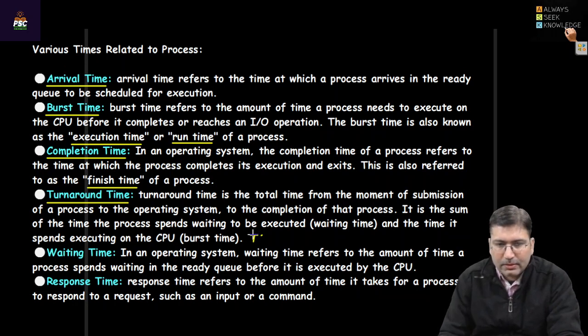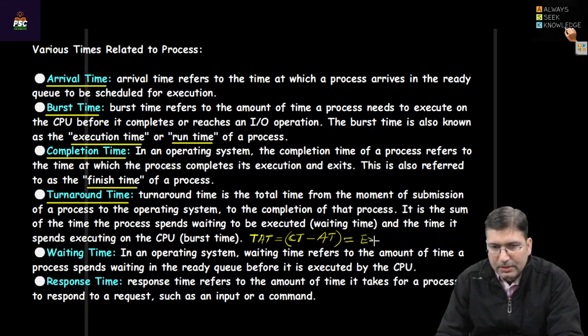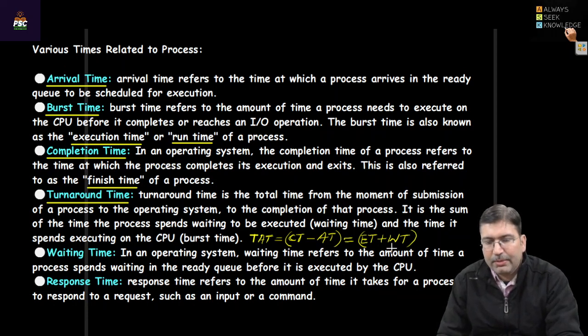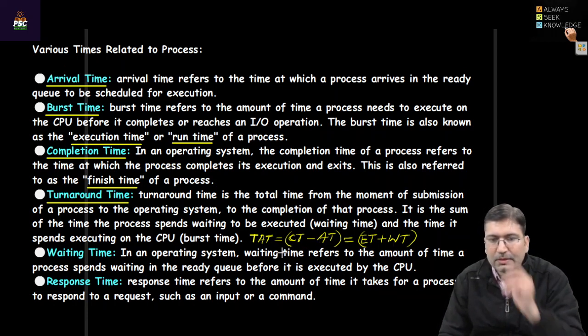So if I write the formula for TAT, there can possibly be more than one formula. Turnaround time can be the completion time of the process, CT, minus the arrival time of the process, AT, right? So completion time minus arrival time, or there is another formula for the turnaround time: execution time, ET in short, plus WT, the waiting time. So either execution time plus waiting time or completion time minus arrival time, that is turnaround time.